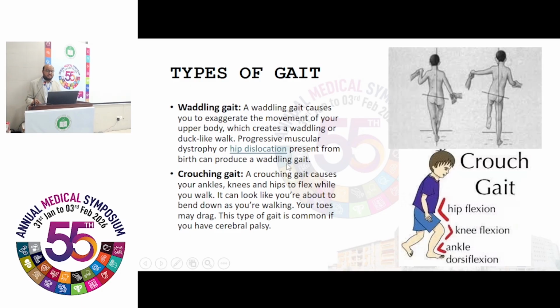In crouch gait, usually there is a flexion attitude of the hip and flexion attitude of the knee as well as dorsiflexion of the foot. Can anybody tell me what is the difference between tiptoe gait and crouch gait? What is the difference between tiptoe and crouch gait?